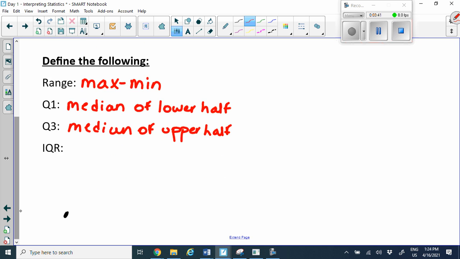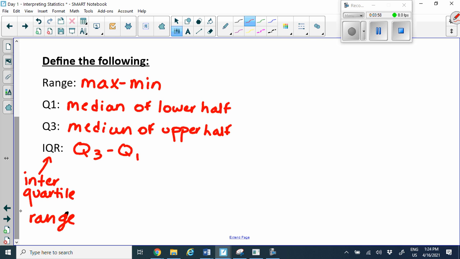IQR represents interquartile range. So inter, and this is one word, but I don't have room. So interquartile is actually one word, and then you have range. Sorry about that, guys. So basically what you're doing is your Q3 minus Q1. Basically the idea is you're figuring out the middle 50% of your data.